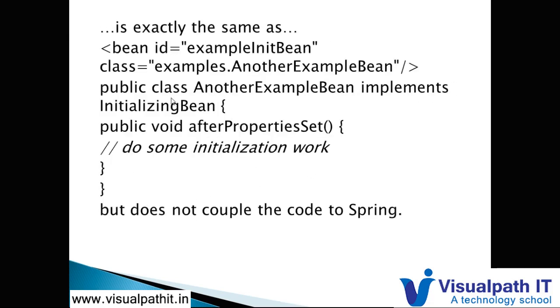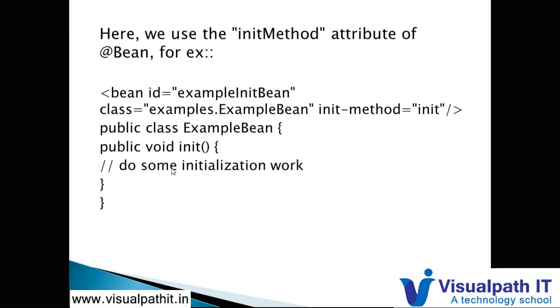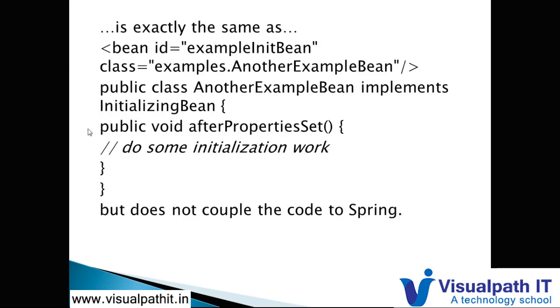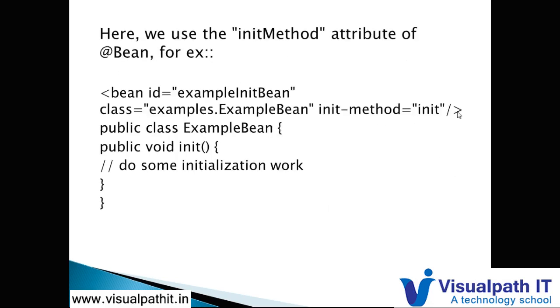Doing this is the same as this functionality, that is using afterPropertiesSet and doing the initialization code, but it does not couple the code to Spring. That is what is expected. If we use InitializingBean, it will definitely couple the code, making it tightly coupled to the Spring framework. Tightly coupled means there will be more dependency of each and every object, which is not at all desired. So we always use init-method equal to init. This example is very important, and the initialization work is done here.